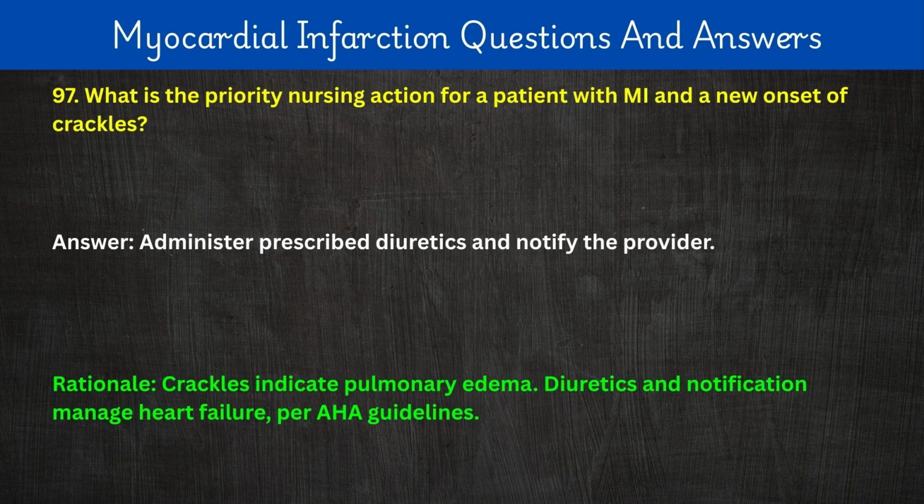97. What is the priority nursing action for a patient with MI and a new onset of crackles? Answer: administer prescribed diuretics and notify the provider. Rationale: crackles indicate pulmonary edema. Diuretics and notification manage heart failure, per AHA guidelines.